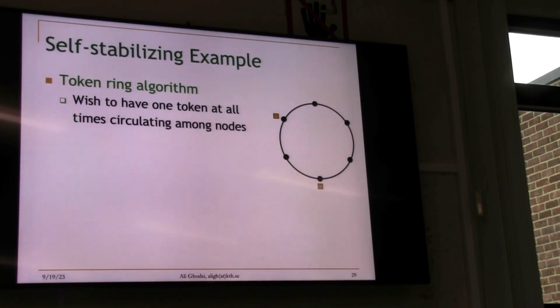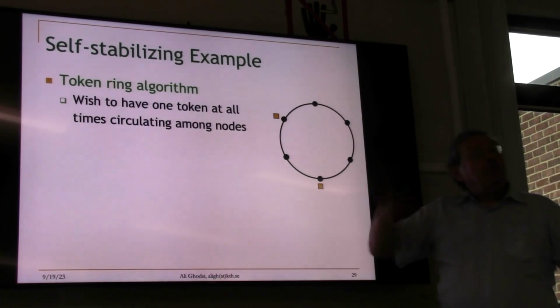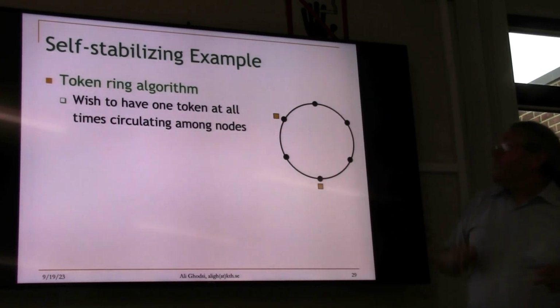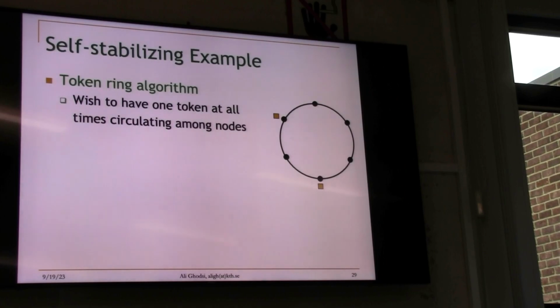Okay? Now, of course, in the real world, you can have weird things happening, cosmic rays or whatever. Sometimes you can have multiple tokens, so that's not good, huh? Or 0 tokens. This is what you want, the one token.